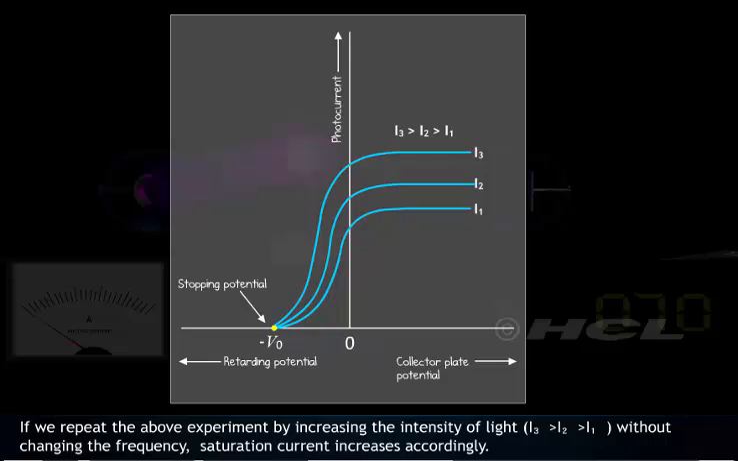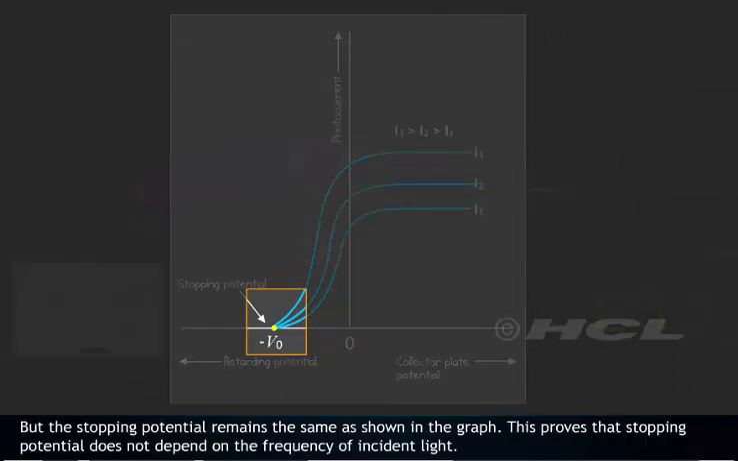If we repeat the above experiment by increasing the intensity of light, I3 greater than I2 greater than I1, without changing the frequency, saturation current increases accordingly. But the stopping potential remains the same as shown in the graph. This proves that stopping potential does not depend on the intensity of incident light.